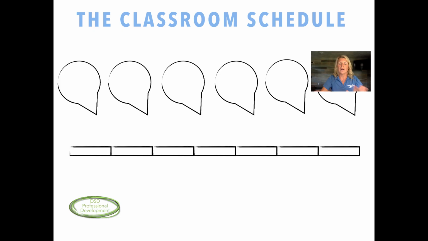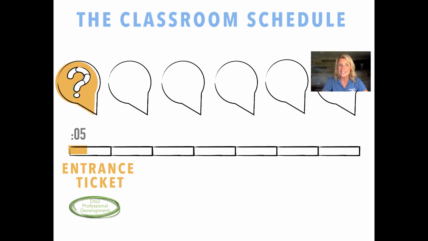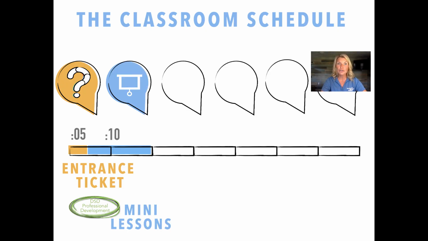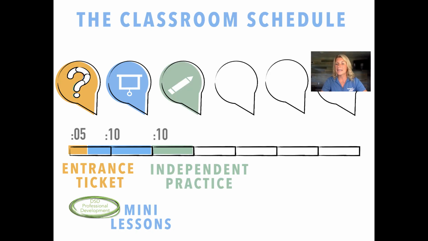Let's say that when you walk into the classroom, you have 50 minutes, and in that 50 minutes, you will do an entrance ticket. So maybe just a question of the day. So that'll take about 5 minutes. Then you'll rotate to a mini lesson with the teacher. Then 10 minutes later, you're going to do independent practice. So now we're at 25 minutes of your class is already taken up.